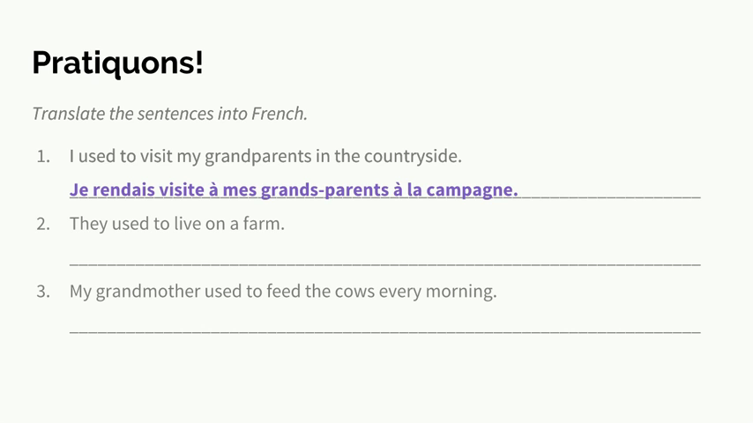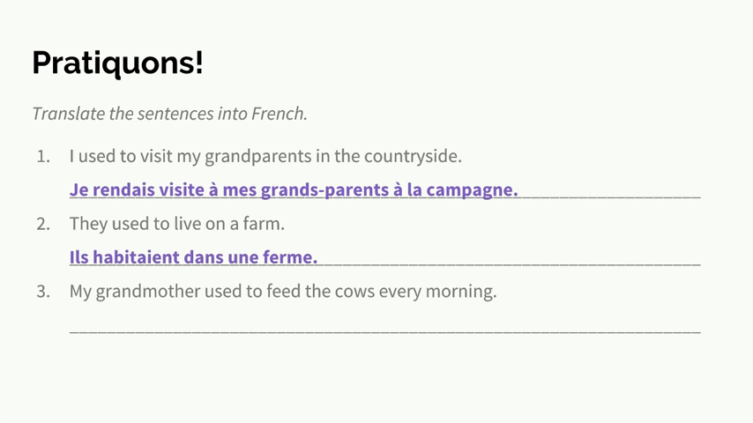2, they used to live on a farm. Ils habitaient dans une ferme. So here we're going to use dans instead of sur. Et ils habitaient. Habiter is a regular ER verb, so we go to the nous form, nous habitons, take off the ons, and add aient. Ils habitaient dans une ferme.